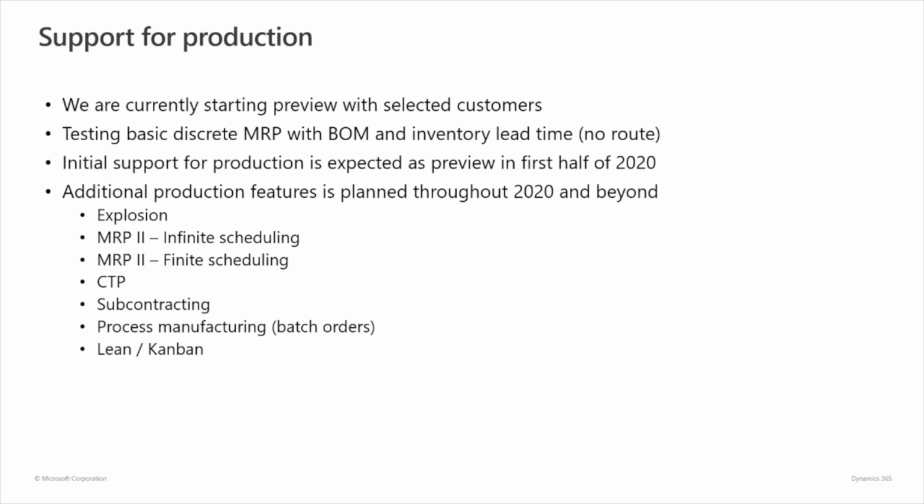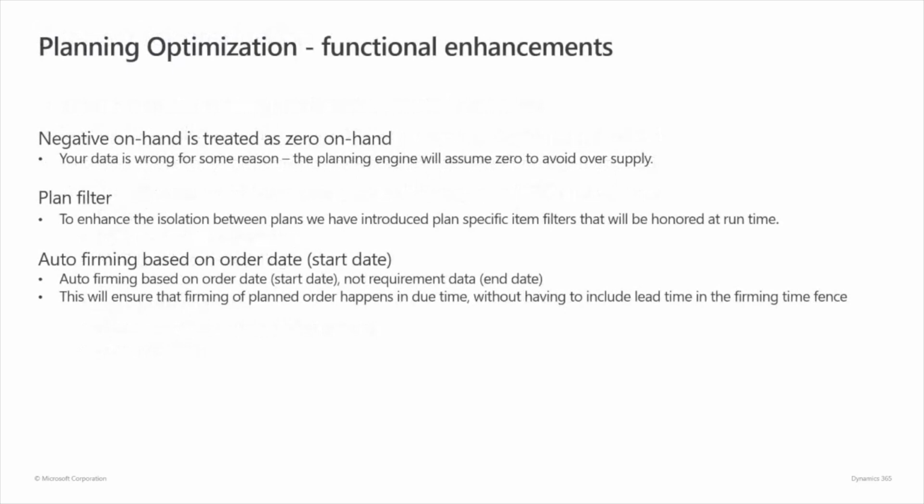Support for production is in place now, but for limited scope. As everyone mentioned, there are additional production features which are being planned throughout the 20 and beyond it, like explosion, MRP2, subcontracting, lean, and Kanban, just to mention. The other part we want to look at is planning optimization functional enhancements. If you have negative on hand, it's treated as 0, because the planning assumes 0 to avoid any oversupply. Plan filters, as I explained, are in isolation between any plans, so that can be honored at runtime.